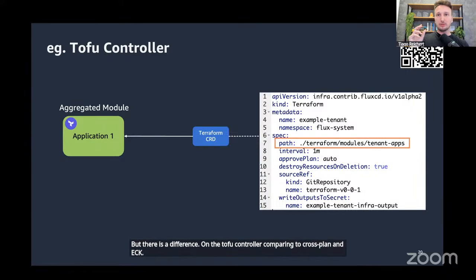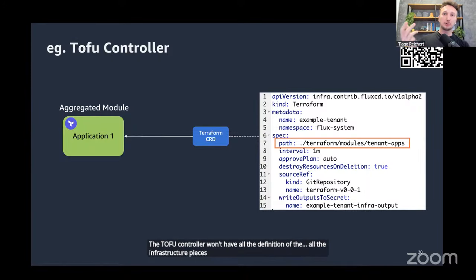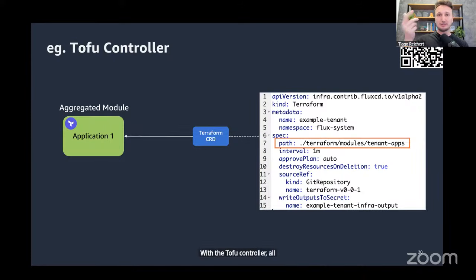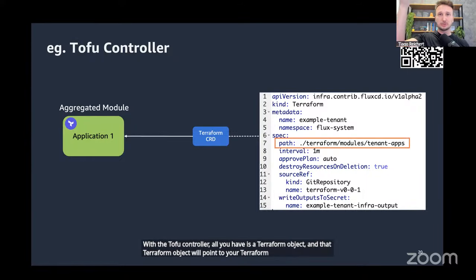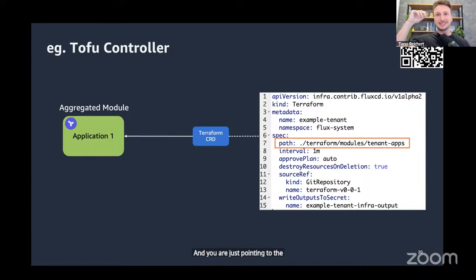The Tofu controller won't have all the definition of all the infrastructure pieces inside of your Kubernetes cluster, inside of your etcd. With the Tofu controller, all you have is a Terraform object, and that Terraform object will point to your Terraform module that Lucas just showed to us. So you might have a Terraform module in a GitHub repository, and you are just pointing to that Terraform module, passing the variables to deploy the Terraform module. So the definition of the Terraform module itself is not inside of Kubernetes, just a pointer to that Terraform module.